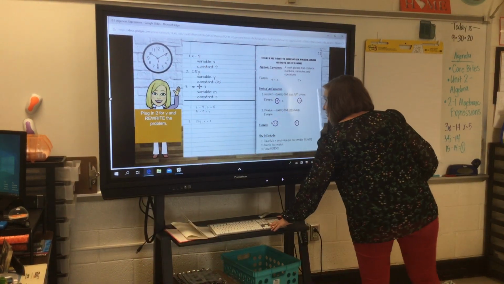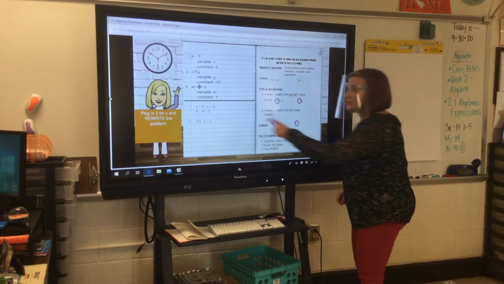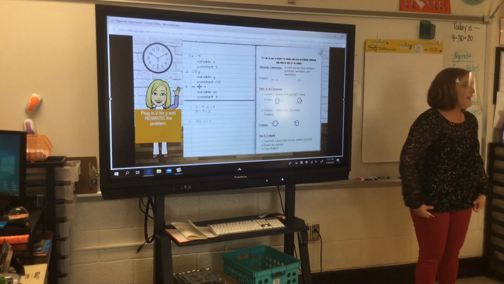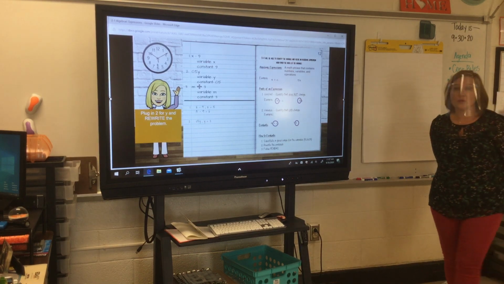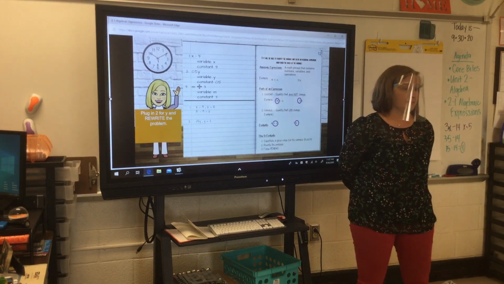All right, I want you to copy this one. It's the same one. 5 tenths y equals, whereas y equals 2. So I'm telling you that y equals 2.